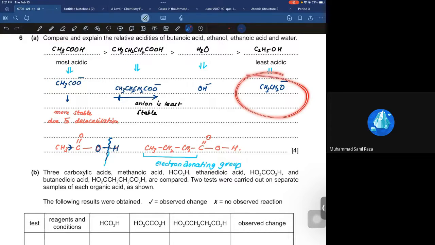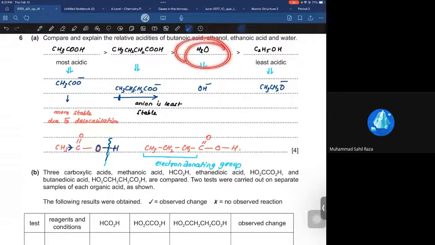But if you talk about this, its anion is the least stable one because there is no delocalization in this. And on top of that, behind this you have the alkyl group which is going to donate its electron and which is making a strong repulsion between this electron and the already existing negative charge. That's the reason it's the least stable one. So again, it would be reacting with H positive ion and converting back into ethanol.